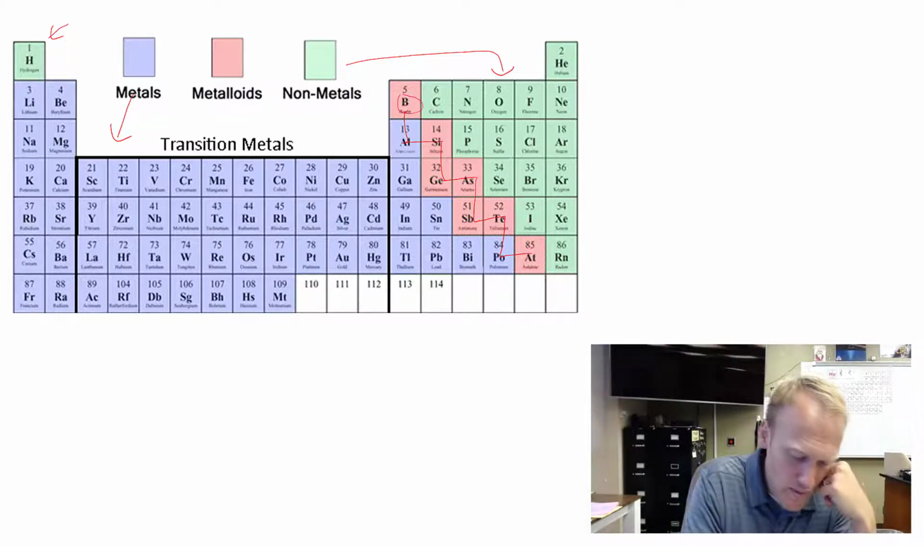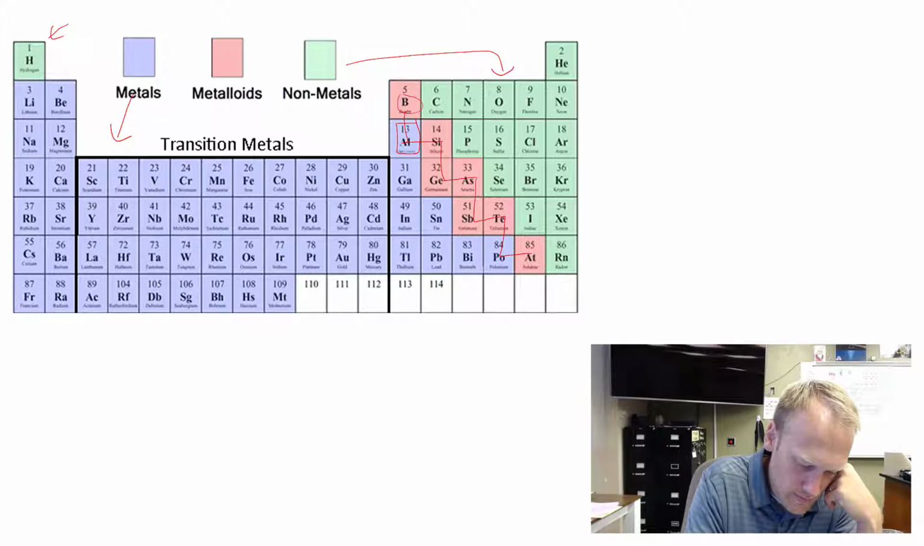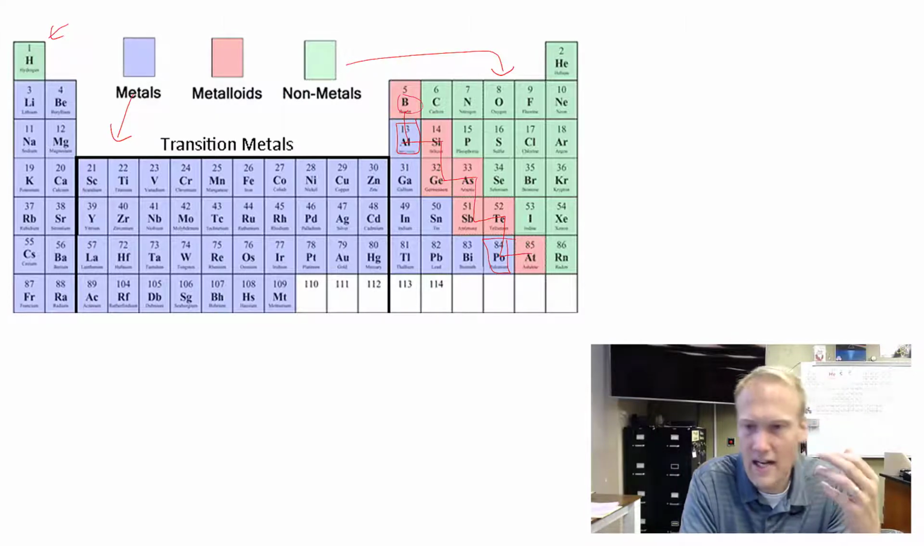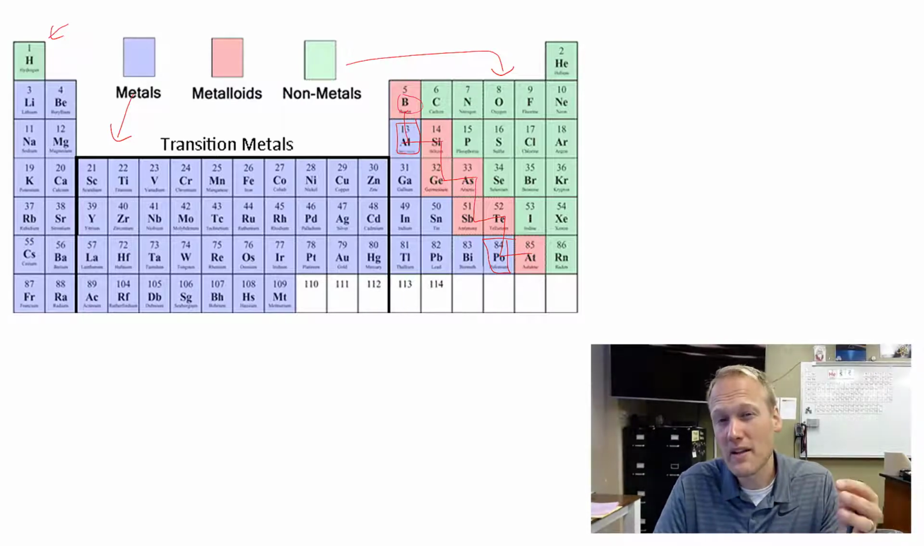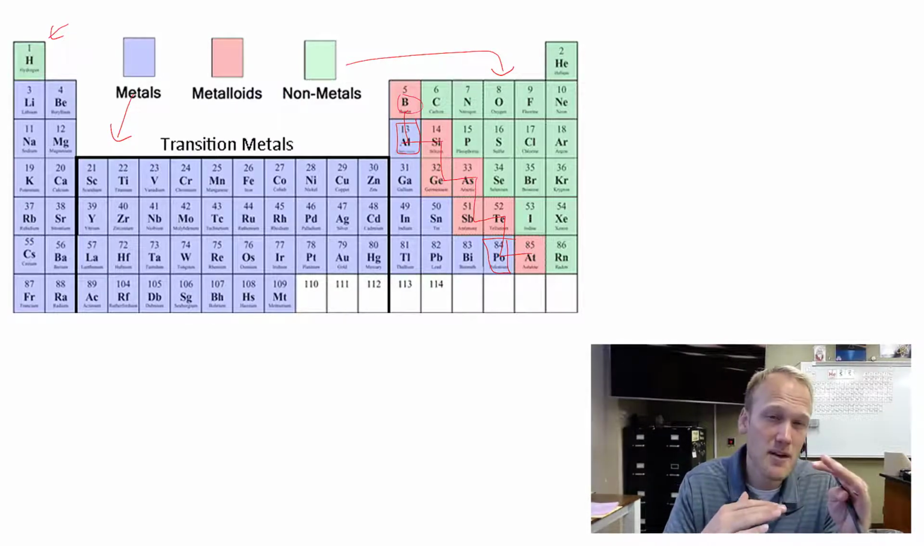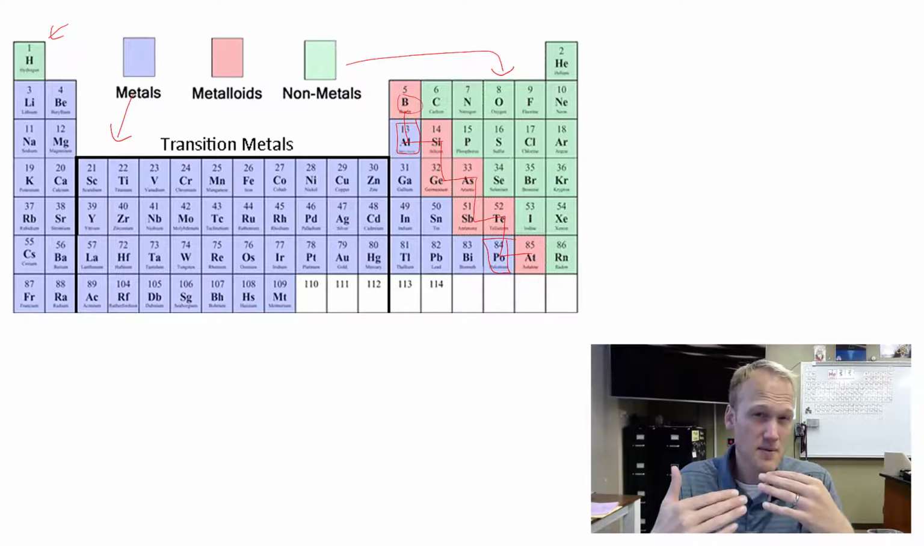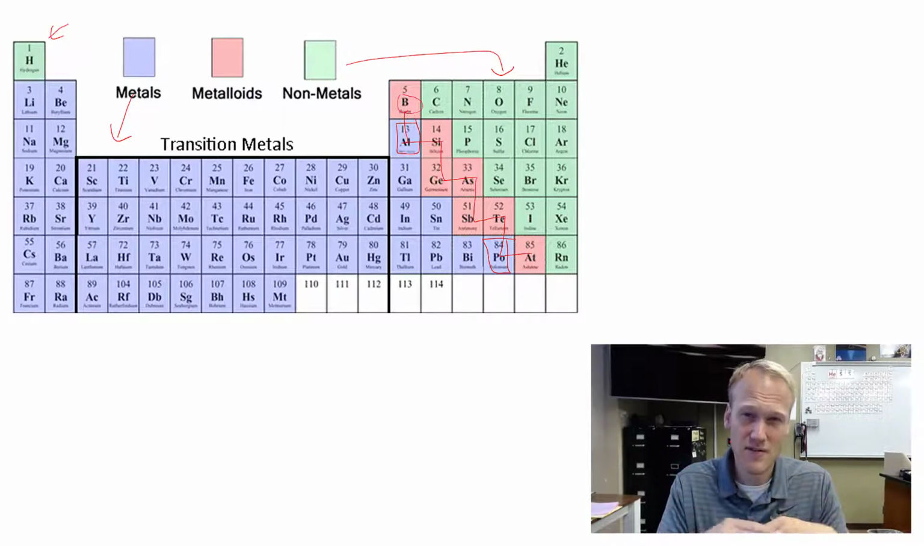Another thing to remember is when we draw this stair step, aluminum and polonium are not included in that stair step. Those are typically considered metals. Metalloids typically have characteristics of both nonmetals and metals. Sometimes they're called semiconductors because they're kind of in between.